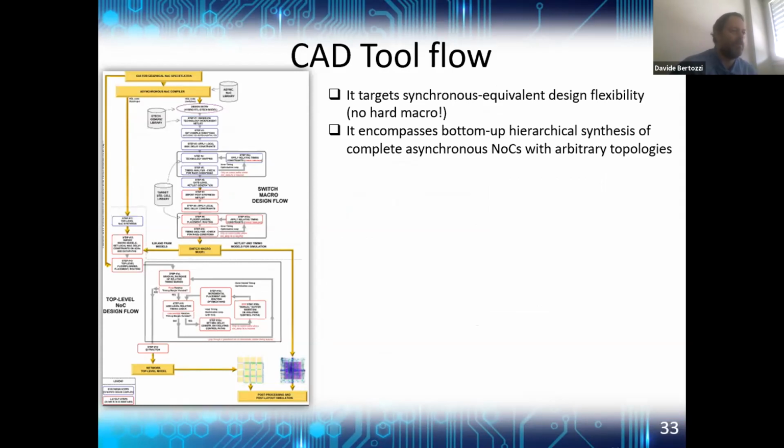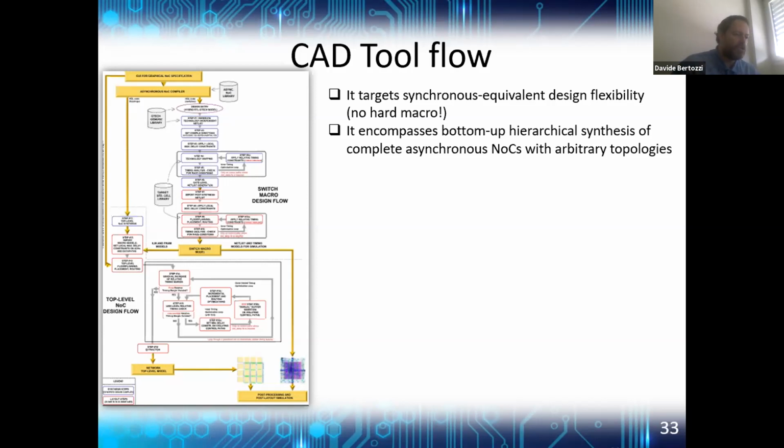So it's fully compatible with industrial CAD tools. It's complete in the sense that it covers all the synthesis steps from topology specification here at the top to layout generation here at the bottom, okay? And it goes through logic synthesis for planning, place and route, and especially timing optimization. And the process is fully automated.